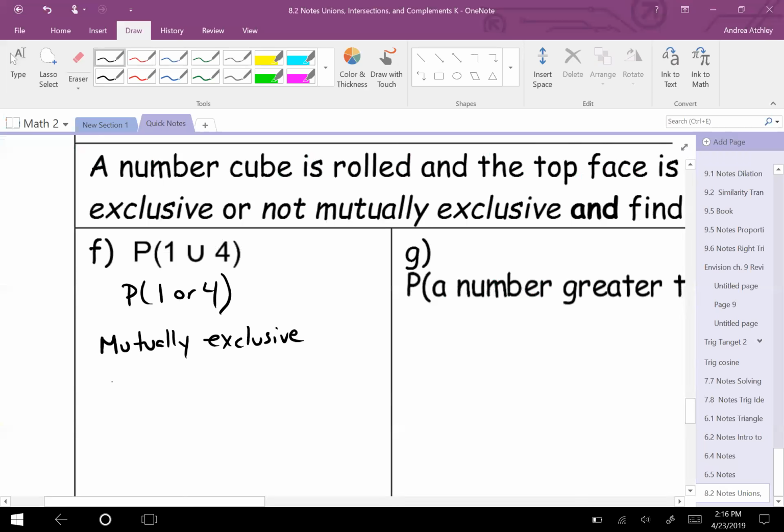And to prove that, I'm going to write out my numbers. 2, 3, 4, 5, and 6. A 1 is here. A 4 is here. There is nothing that is highlighted in both yellow and blue.